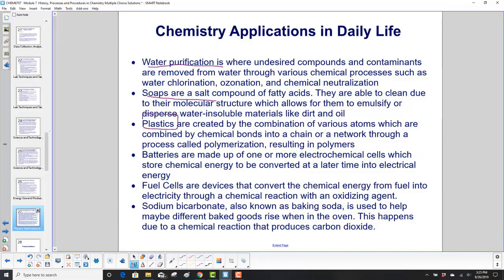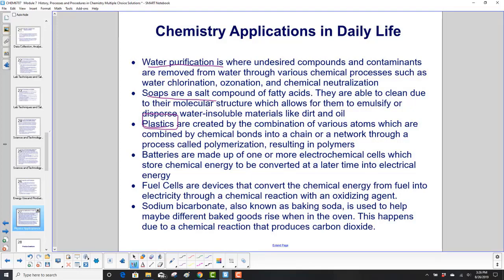Plastics, from the movie The Graduate. They're created by the combination of various atoms, which are combined by chemical bonds into a chain or network through a process called polymerization, resulting in polymers. So again, here's good and bad, right? Good, plastics are great for preserving food. They're used everywhere in our society. They're parts of cars, parts of houses, all kinds of stuff. But on the other hand, there's a problem with plastic waste, especially in the ocean.